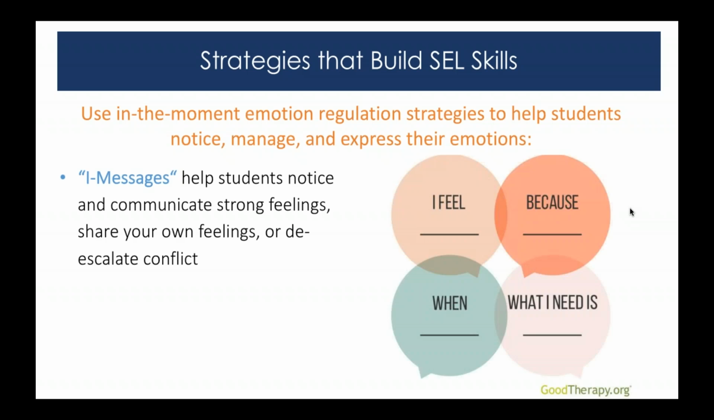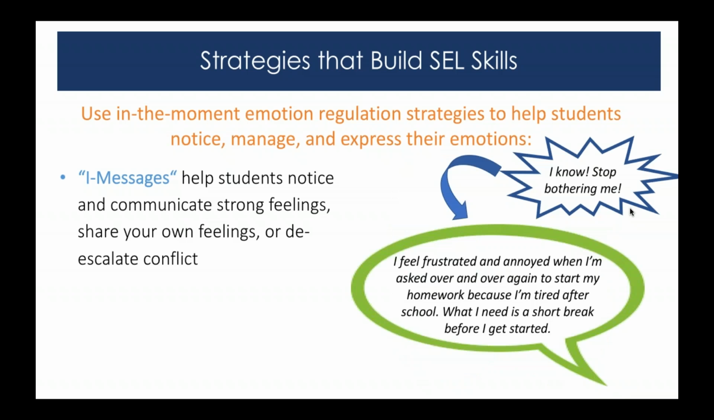The first is that you can model and have students use what's called I messages, which are essentially sentence starters like the ones on the right that help students both notice and communicate strong feelings, like when they're getting angry or frustrated. And it helps them basically put a name to that feeling and identify its root cause respectfully without placing blame or anger on another person.